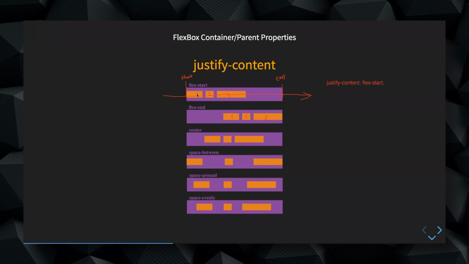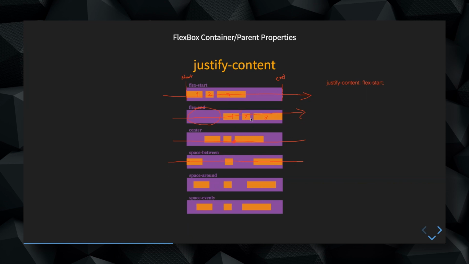So, justify-content also on the main axis, on the end, we have the center. So right here, we grab all the items and we center them around the center of the main axis. With space-between, we just take the remaining space, which is this and maybe this.